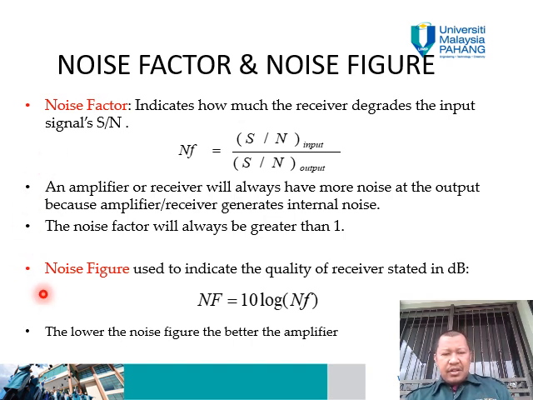Another one is noise figure. Noise figure is used to indicate the quality of a receiver in dB, decibel unit. So noise figure is log base 10 of the noise factor multiplied by 10. The lower the noise figure, the better the amplifier. So when the noise figure is lower, it means the amplifier is good.